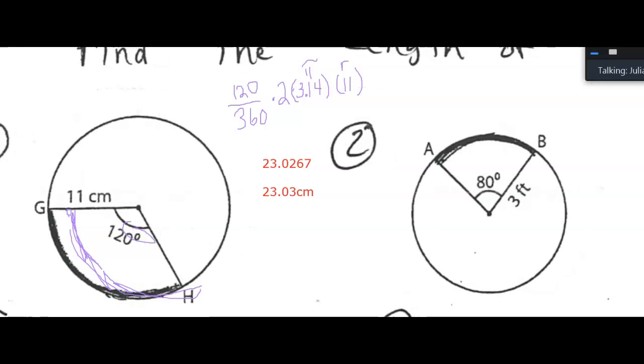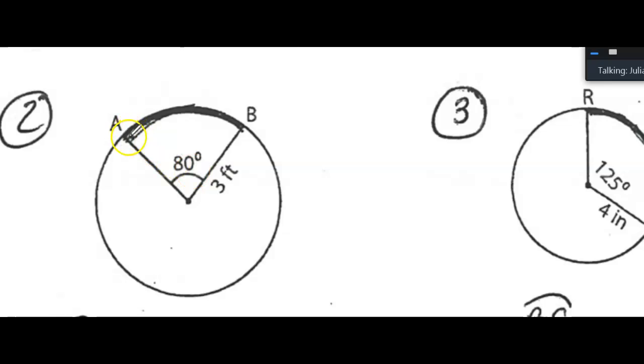Press pause if you need to see that. Keep that up there. We're going to go on to number 2. Okay, this is the same way. I only want to find this piece right here. I don't want the whole circle. I want just this piece.